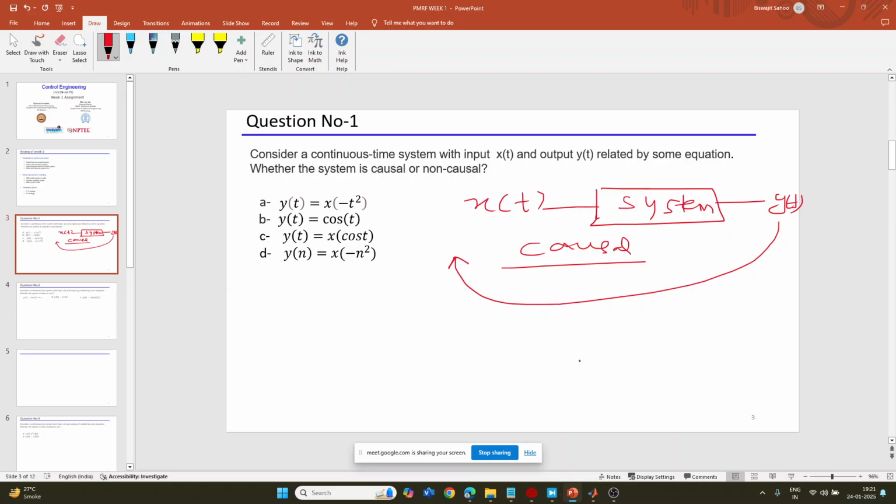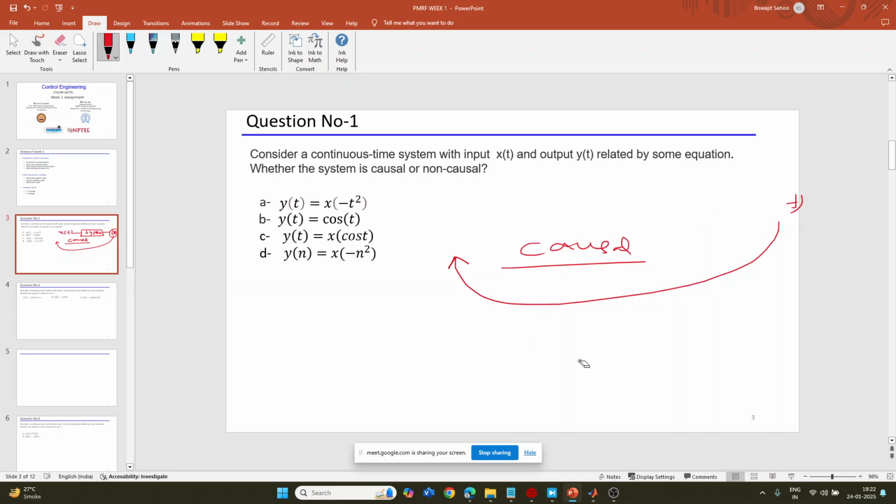Let's come back to the system I defined. I am defining the causal system. A system is said to be causal if at any instant of time your output depends on the past input or the present input. If at any point of time your output y of t depends upon the future values of the input, it is called a non-causal system. Remember that it should not depend on the future. The output should depend on the past or the present input. Based on this definition, let's solve these questions.